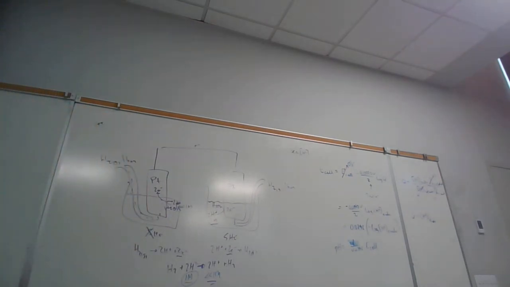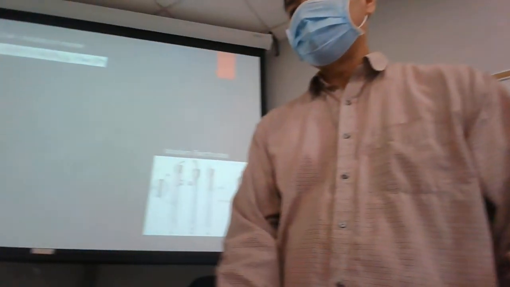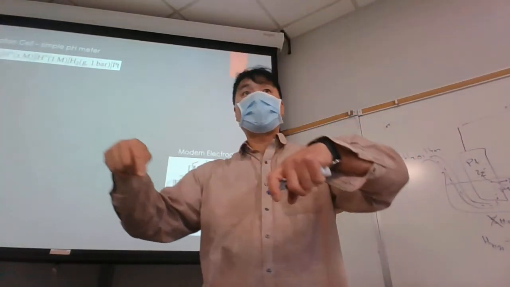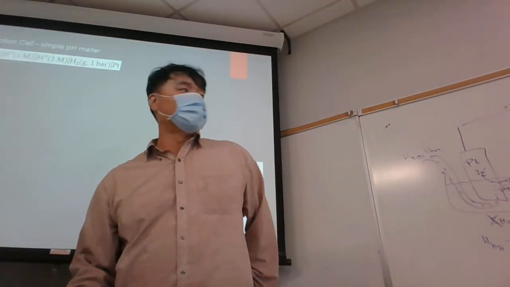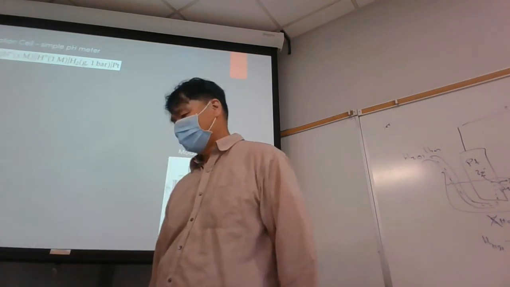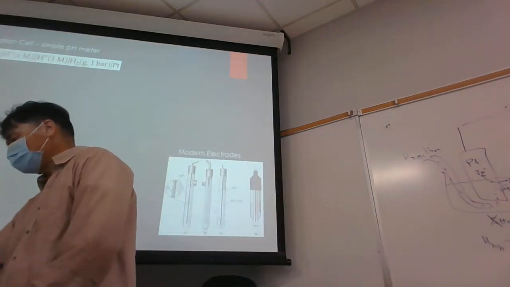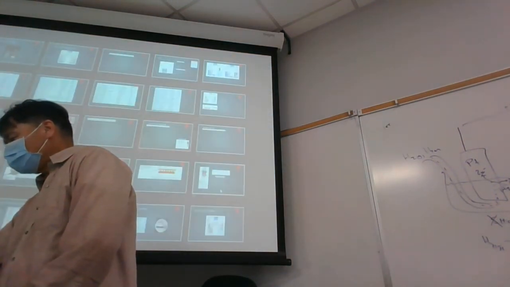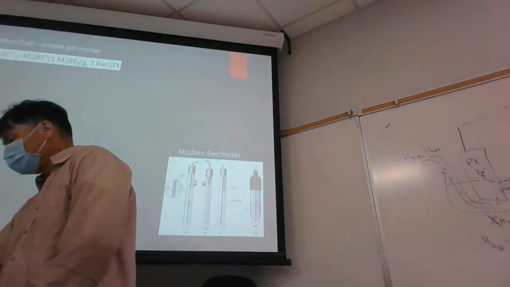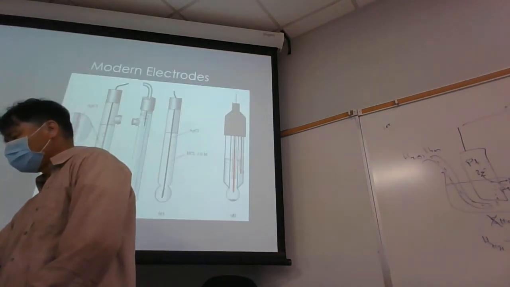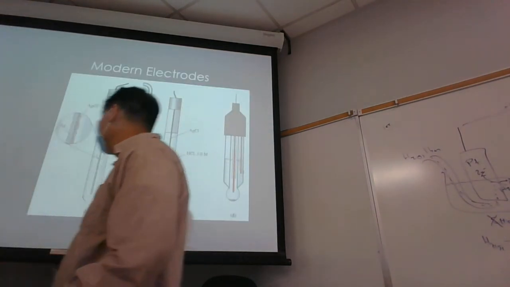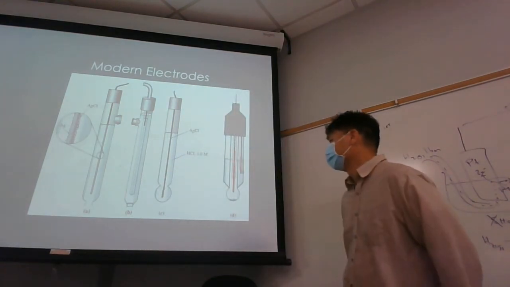But you would never build a pH meter like this. This is just an example of a concentration cell, which could be used as a pH meter, but who would want to use a pH meter where you're bubbling hydrogen gas? It'd be very dangerous. So what we do is we use modern day pH meters. They operate the same way: we generate a voltage.